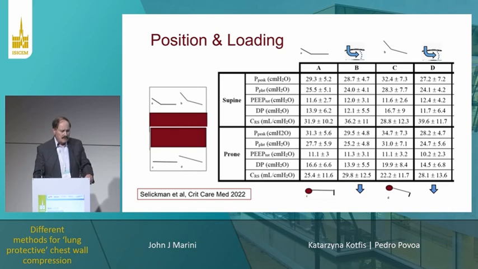In the baseline condition, driving pressure is 13.9. We did a belly push and it dropped to 12.1. We then lifted the bed and took off the belly push and found that it went up to 16.7. And if we belly pushed again in that situation, we found that it fell again, the driving pressure fell down to 11.7. That was true whether it was in the supine position or in the prone position.